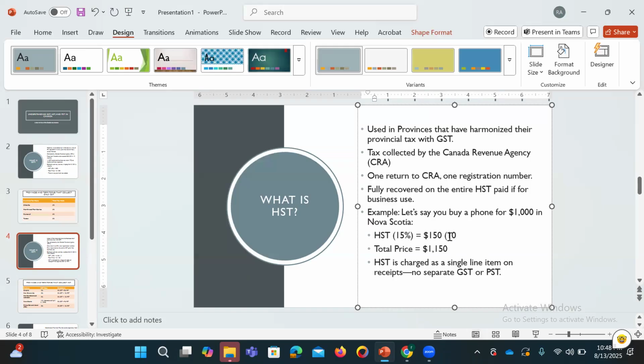So this is a combination of 10% provincial HST portion and 5% GST. The total price is $1,150. HST is therefore the combination of the provincial portion as well as the federal portion of taxes.